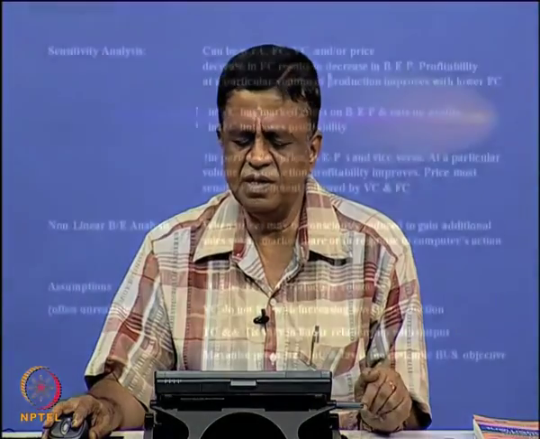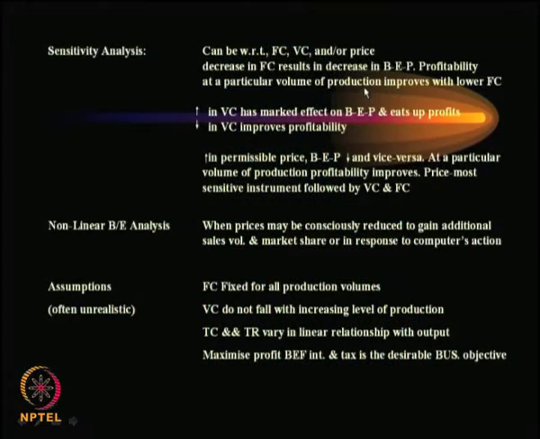So, what is going to happen? The decrease in fixed cost results in decrease in break even point. Profitability at a particular volume of production improves with lower fixed costs. What happens when the variable cost increases? Increase in variable cost has marked effect on break even point and eats up profits. So, this variable cost is the one which holds a higher key, the lever is higher.